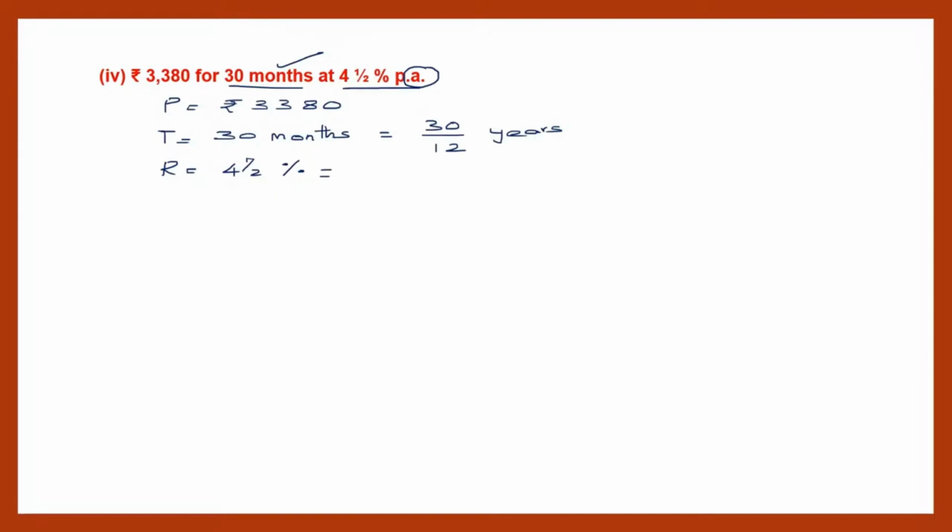So let's convert this. Now we have 4.5. This will be 2 fours are 8 plus 1 is 9. That's 9 by 2. So this is 9 by 2%. Now we're going to find the simple interest. So simple interest, and let's write the formula. That will be P into R into T by 100. P into R into T by 100 is the formula to find the simple interest.